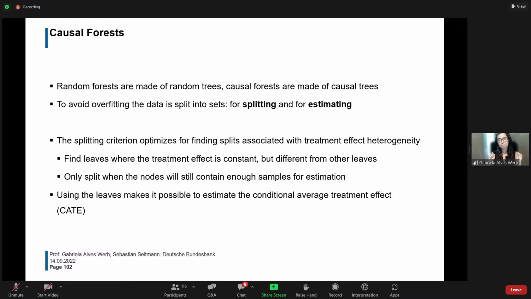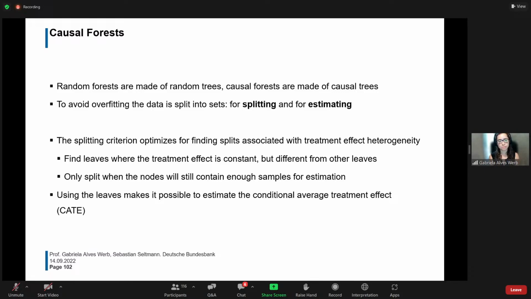One is, do I have good predictions of my y? And the other one is, do I have estimated treatment effects that are as heterogeneous as possible? Meaning, when I'm growing the tree, do I end up in leaves that have the maximum possible difference in the treatment effect? And that's actually the key to understanding the advantage of those trees.